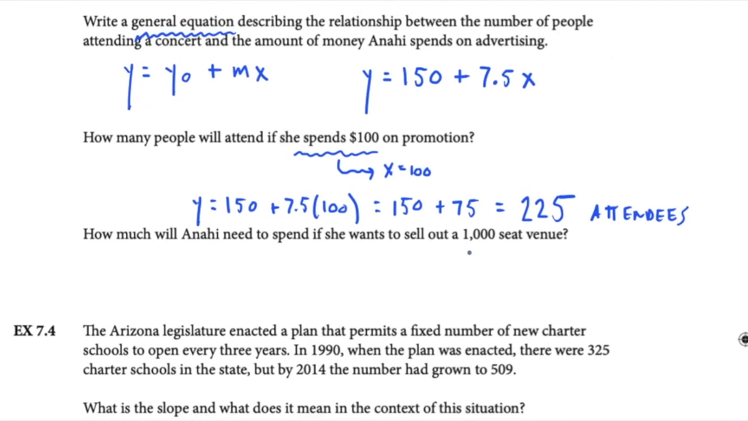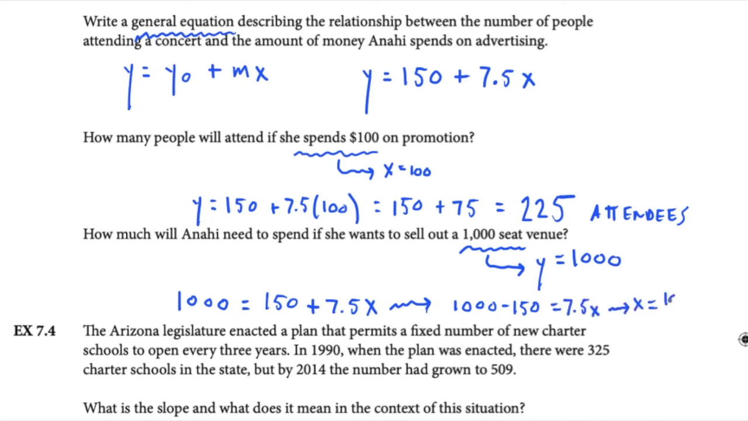In the last part of this problem, we now have a goal of selling 1,000 tickets. That translates into a number of attendees, so that'll be a Y value. So if we plug that into our general equation from a few steps ago, I get 1,000 on the left-hand side equals 150 plus 7.5 X. Doing some simplification, I see that she should expect to spend about $113. Our calculation gives us $113.33 on advertising in order to yield those 1,000 attendees.